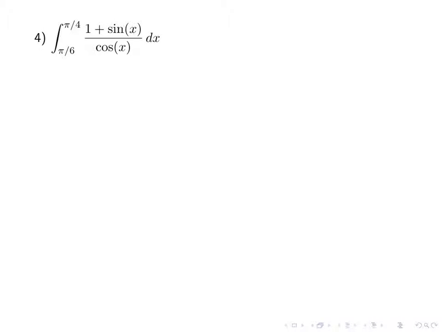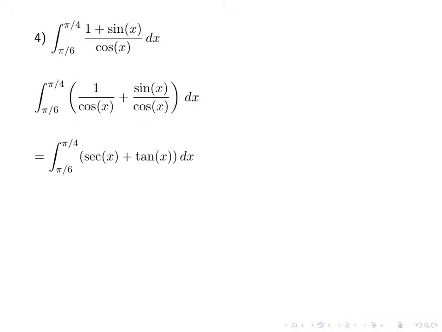The next example is a definite integral. It's the integral from pi over 6 to pi over 4 of 1 plus sine x all over cosine x dx. The easiest way to do this is to split up the fraction. So we're going to put it as 1 over cosine x plus sine x over cosine x. And then bring these back into what they're actually defined to be. 1 over cosine is exactly secant, and sine over cosine is exactly tangent. We're just going to use the definitions of the trig functions.